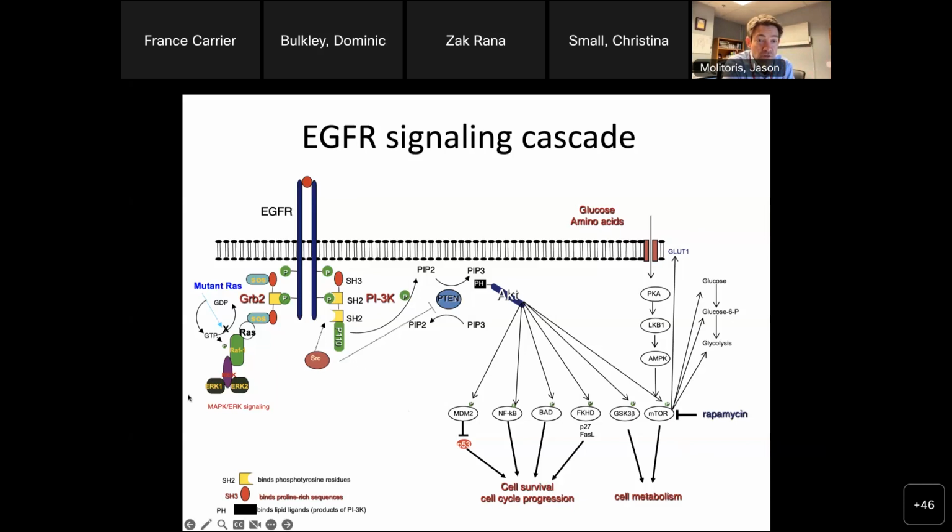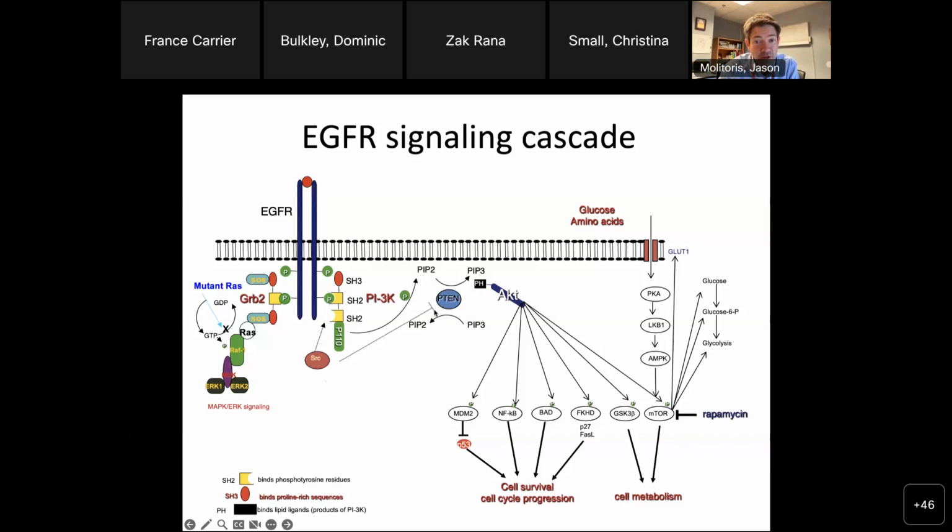And then this also will act through the MAP and ERK pathway, as a way to signal for cell growth. There are a number of other genes in here that are critical, and we'll talk about them a little bit later, that can be downstream of EGFR. So even if EGFR expression is, let's say, normal, you can still activate these pathways.